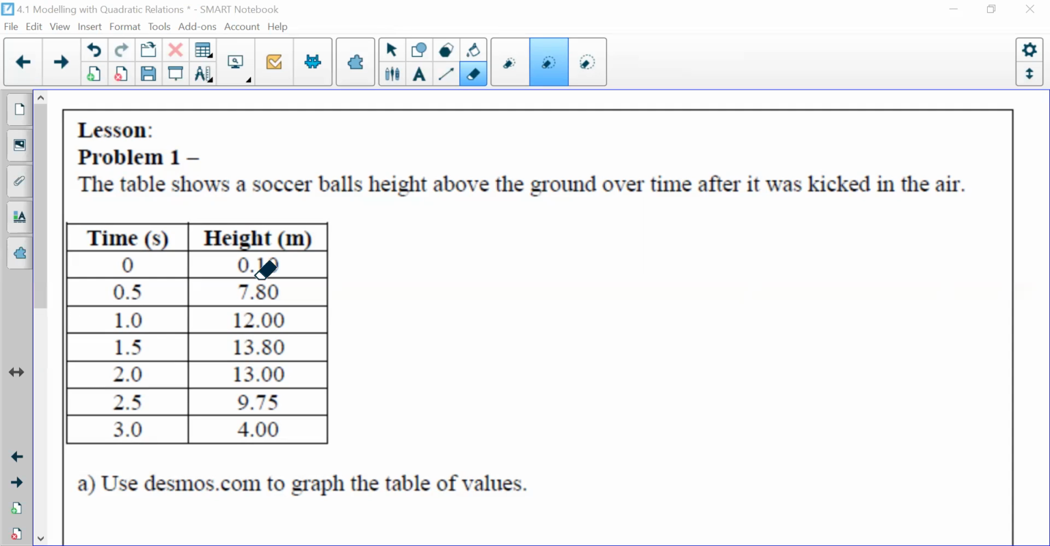Here we go. Okay, what's the height for time 0? 0.1. Okay, and 0.5 is the height of? 7.80. Okay, and then next? 12. Okay, next? 13.80. Okay, next? 13. Okay, 2.5? 9.75. Okay, and then 3 seconds? 4. Okay.